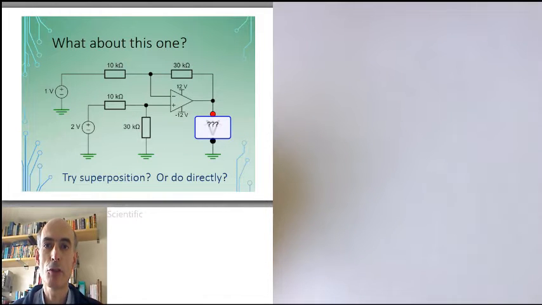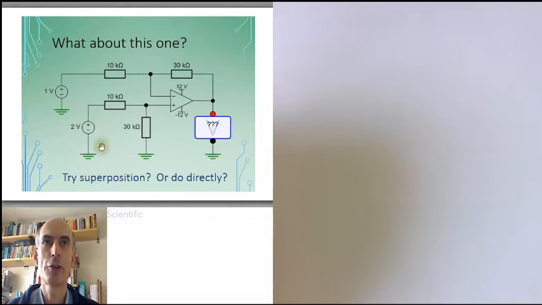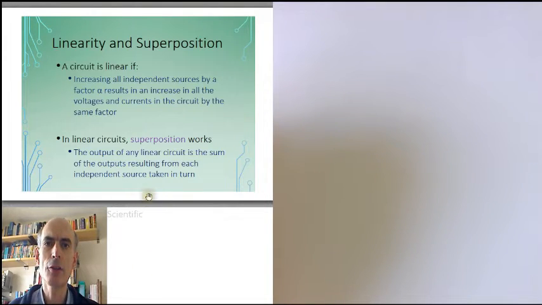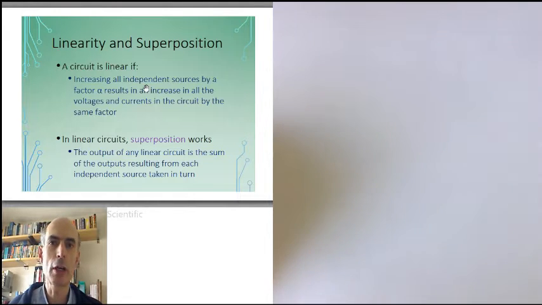Once again, we have the choice of how to analyze the circuit. We could either use superposition, which is okay if we have a linear circuit, or we can do it directly by methods like nodal analysis. Well, let's just revise what we mean by linearity again. A circuit is linear if we change all of the inputs by a factor of alpha, then all of the voltages and the currents everywhere in the circuit will increase by a value of alpha as well.